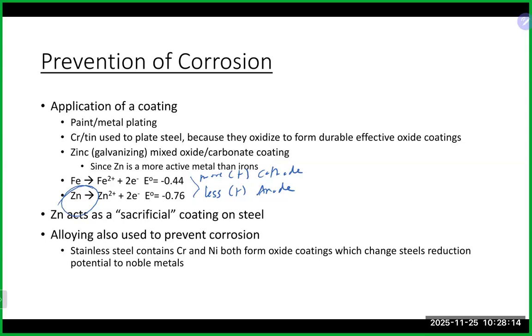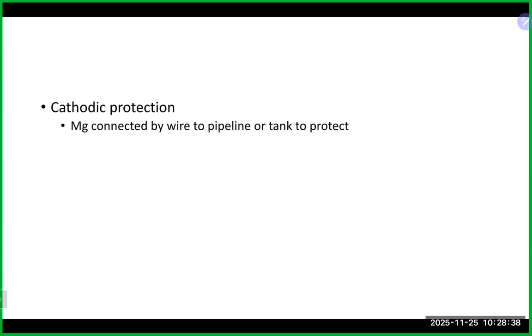You could also do some type of alloying. So stainless steel contains chromium and nickel, which forms a nice oxide coating and also changes it to a more noble reduction potential, similar to noble metals. So it has that ability, with those extra metals in there, to change the SRP value and prevent it from going through serious corrosion.